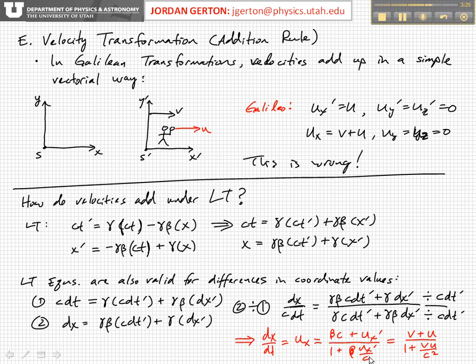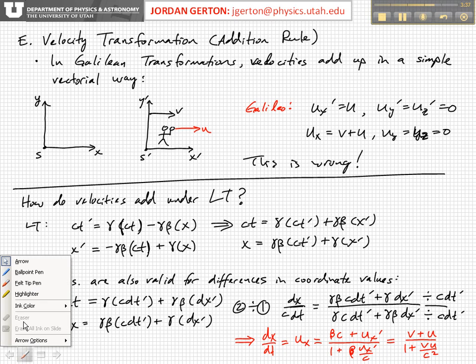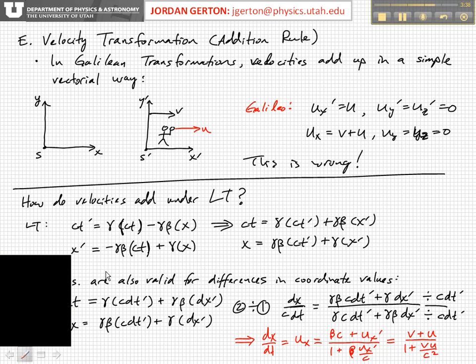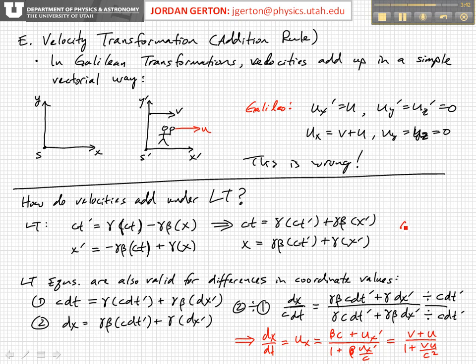Now, u_x prime we already know is just u. So we just replace u_x prime by u, and we're left with this. I've used the fact that dt prime over dt prime is equal to 1, that dx prime over dt prime is u_x prime, which is equal to u, and obviously beta c is equal to v. So if you make those substitutions and do this division, you'll find that this is the expression you get.